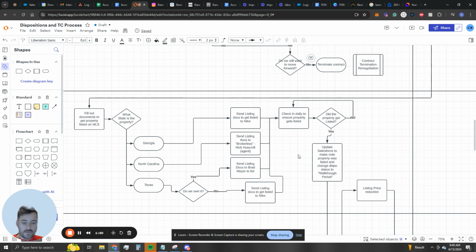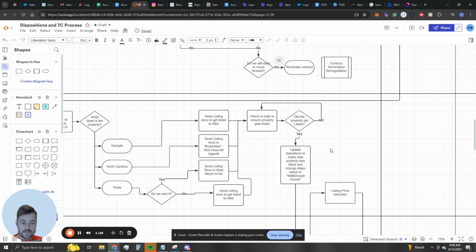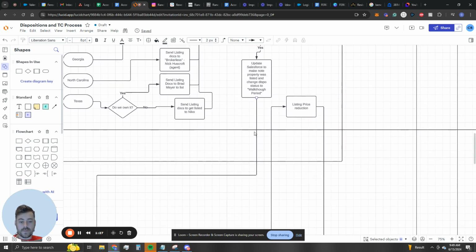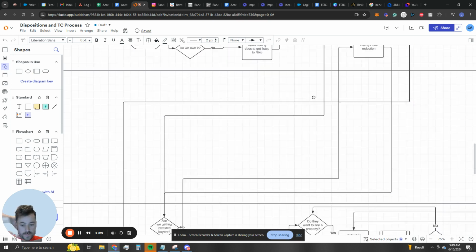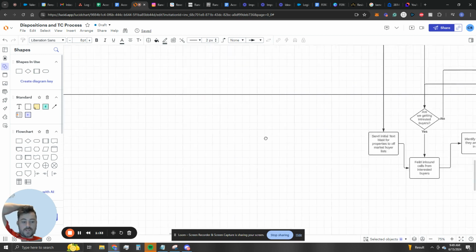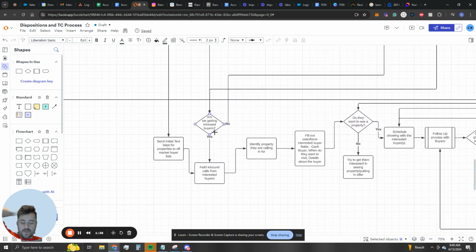She's going to put it into her daily checklist to ensure the property gets listed. Did the property get listed? Update sales, make note property listed, change the status to walkthrough period. Right. So once it's on the market, it goes through walkthrough period. Then it shoots down over here to junior dispo.